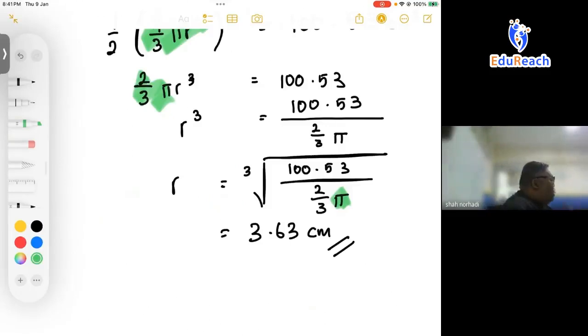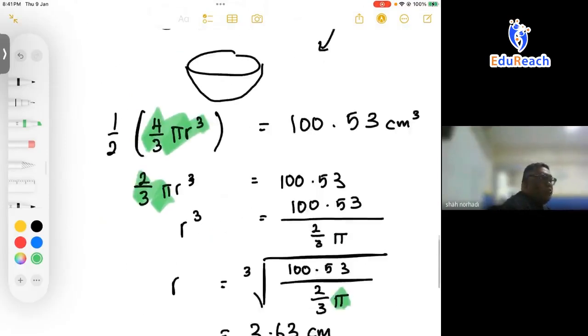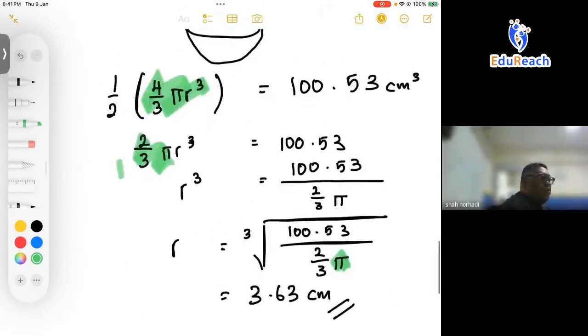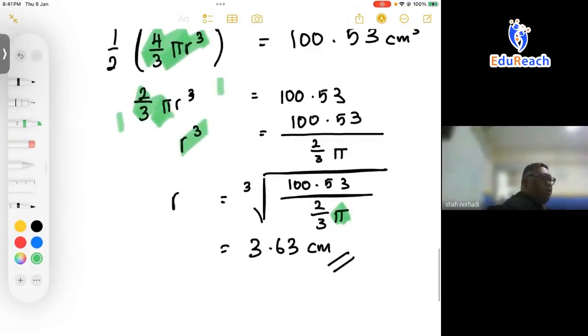Bring it down. That means you do your subject of formula. You see, I change the subject of formula from 2/3 pi r cubed equals, then I change it to r cubed, then I change it to r. That's what I want. Then I do one shot. Okay, so that's how you do question 8C.